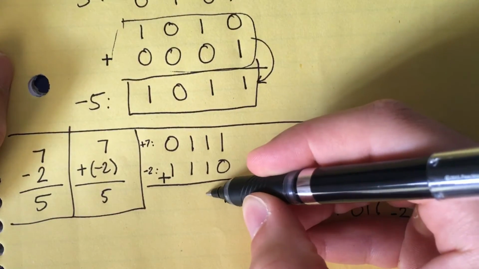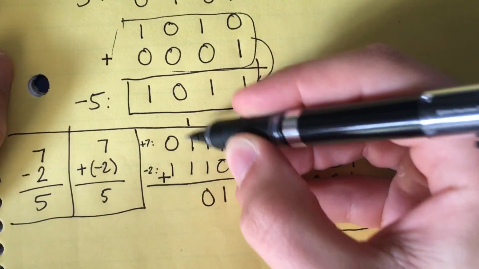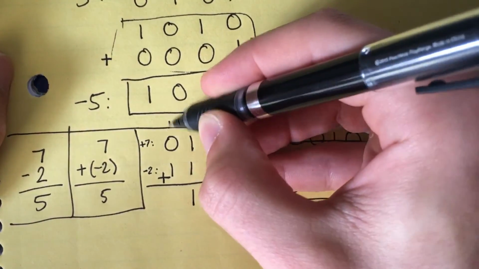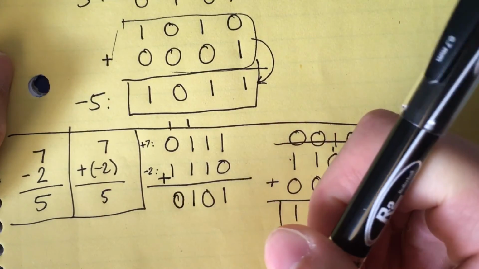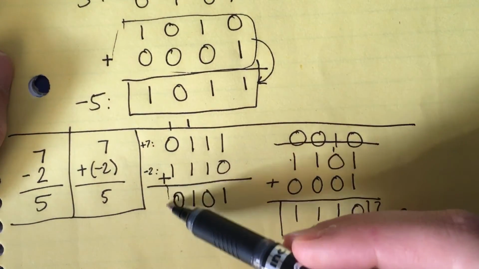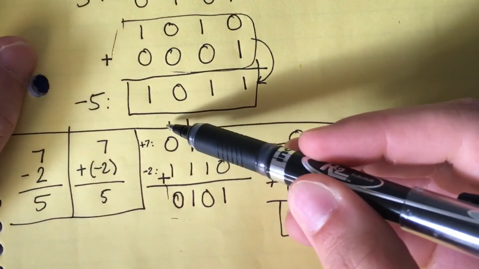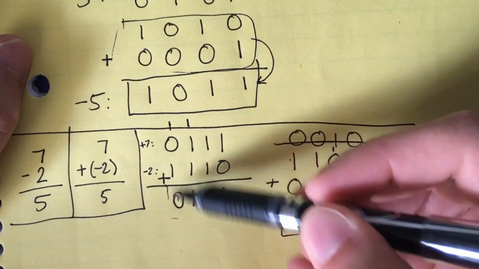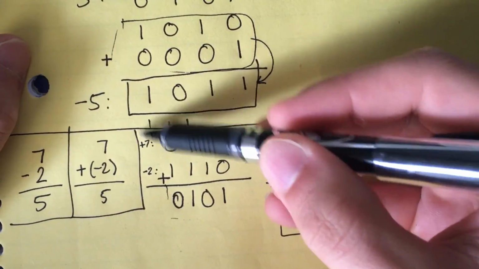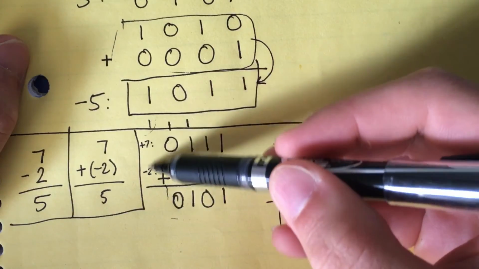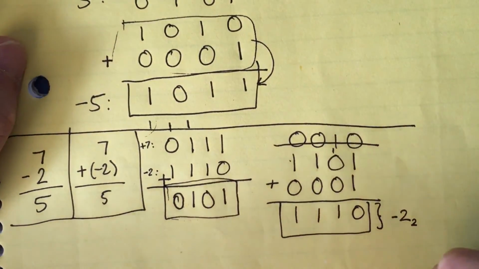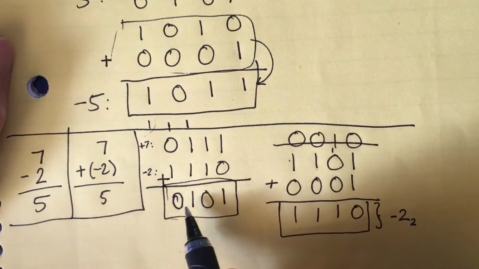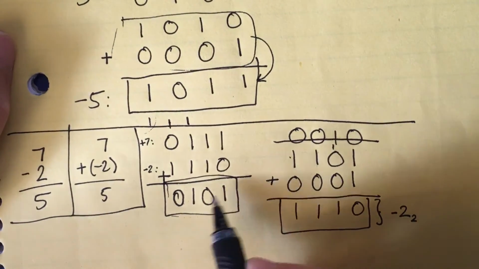1 plus 1 in binary, 0, carry the 1. 1 plus 1 plus 1 is 1, and we carry a 1. 1 plus 1, that's 0. And then 1 plus 0 plus 1, so that's 1 plus 1, it would be 0, and we carry a 1. And then it just drops down to be 1. But we're using 4 bits, so we could just ignore that. And this is our answer. So we have 0, 1, 0, 1.